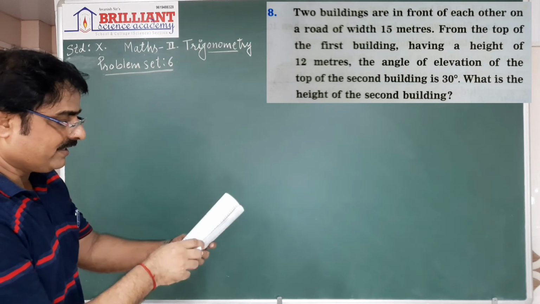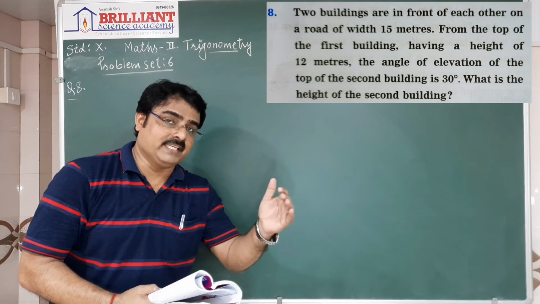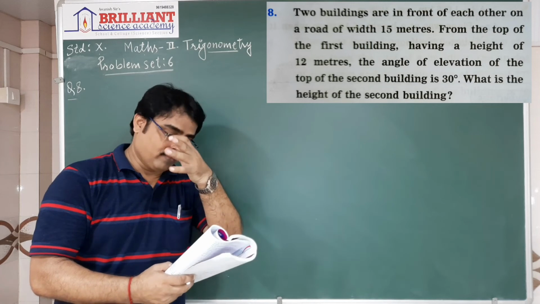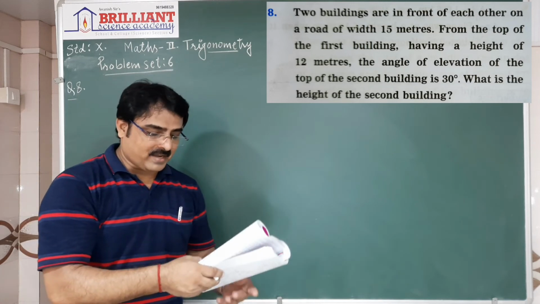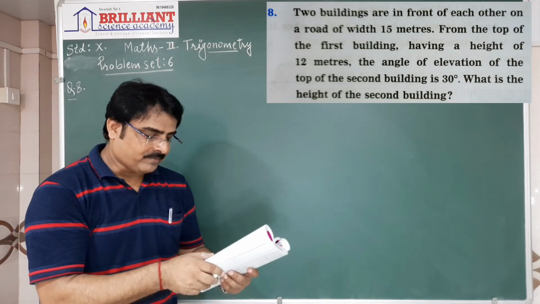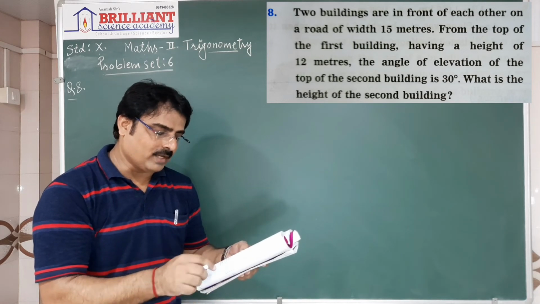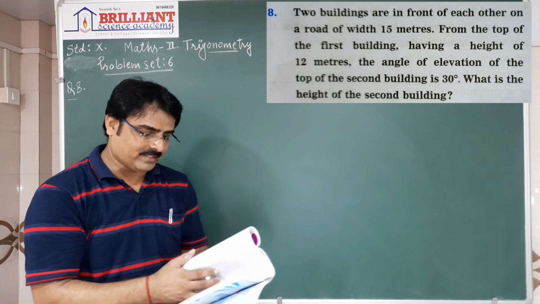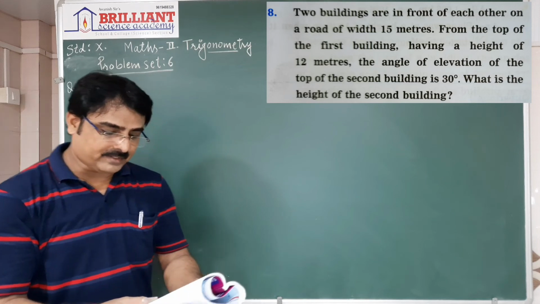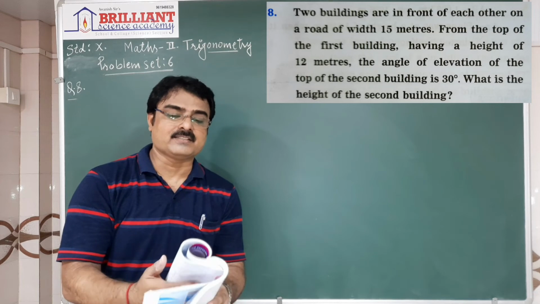Two buildings are in front of each other. हम लोग प्रैक्टिस से 6.2 में ऐसा सम कर चुके हैं. Two buildings are in front of each other on a road of width 15 meters. From the top of the first building, having a height of 12 meters, the angle of elevation of the top of the second building is 30 degree. What is the height of the second building?